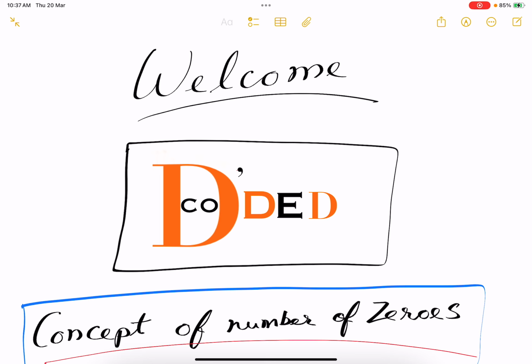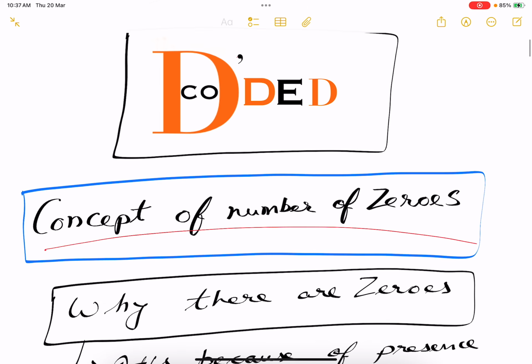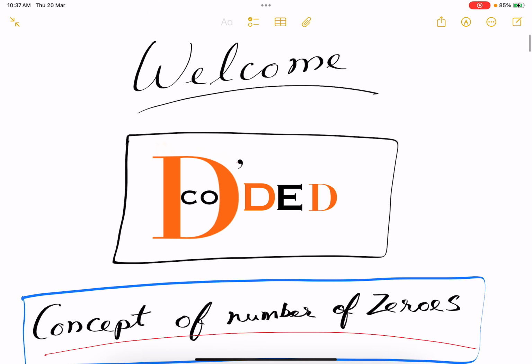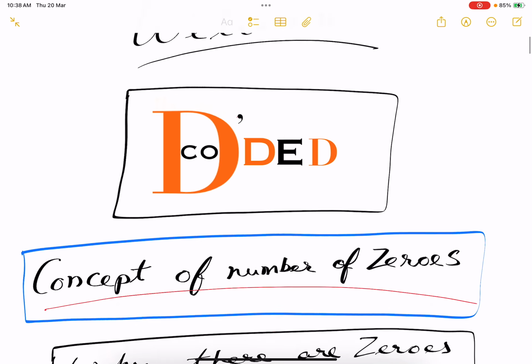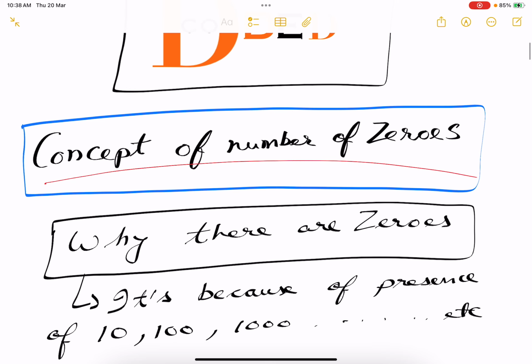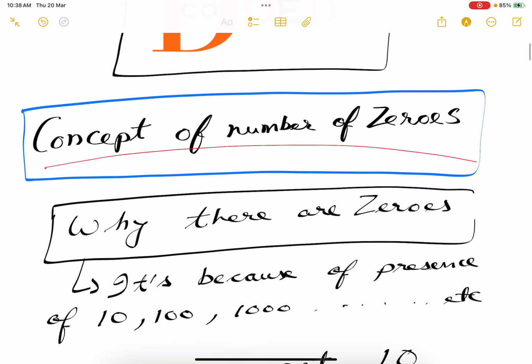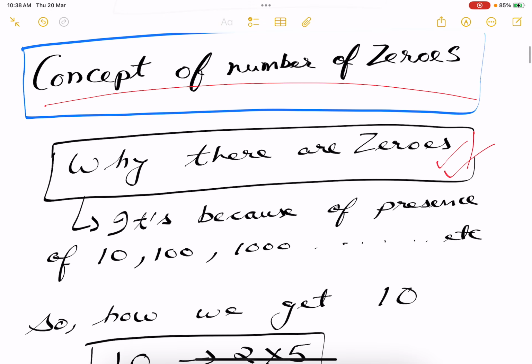Today, we are going to discuss the concept of zeros. UPSC and other examinations generally ask that we need to count the number of zeros in an expression. Okay, so why are there zeros in any expression? The presence of zeros in any expression is due to the presence of 10, 100, 1000 and any multiples of 10. Okay.